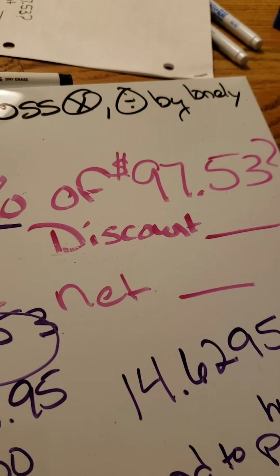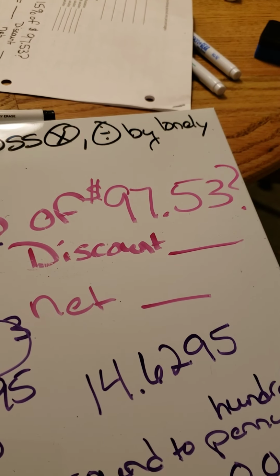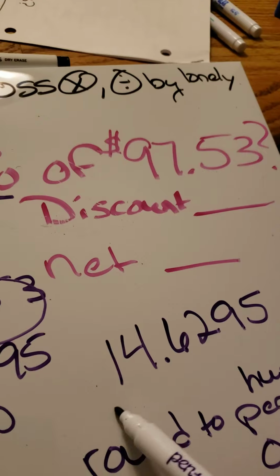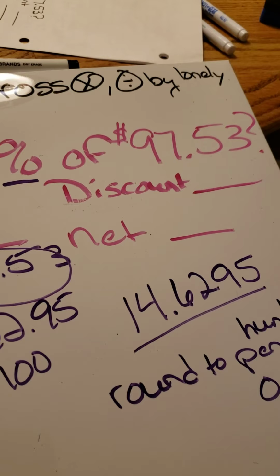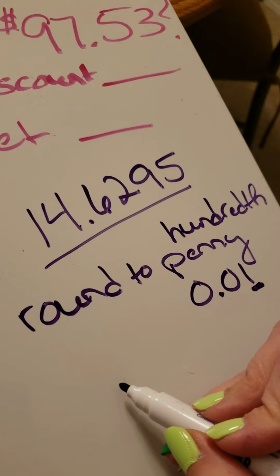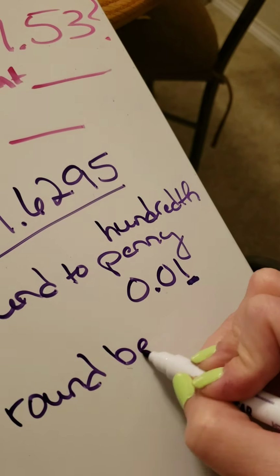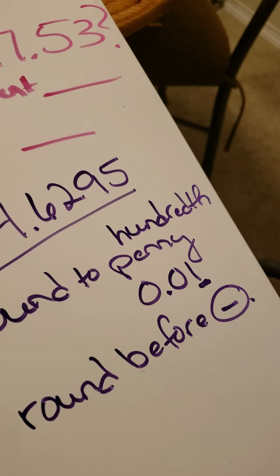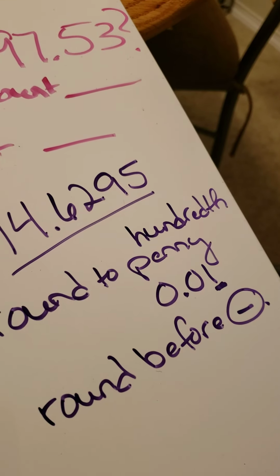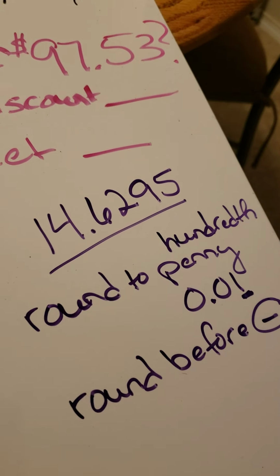Now, I also have a discount amount and a net amount. Discount amount is how much we're going to save. If we're going to shop and we're going to get 15% off of $97.53, our discount is that. That's cross multiply and divide. That's how much we're going to save. Now, if I'm rounding to the nearest penny, there's another little rule. You must round before you subtract. Super, super, super important. If you round after you subtract, then you will get off by 1 penny, which is extremely frustrating.